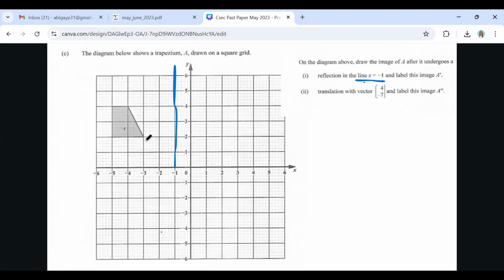So wherever it's reflected, the distance is the same, it's just that they flip. So if my object is 2 boxes away, then my image is going to be 2 boxes away. So this part is going to be right here. And this one is about 4 boxes away. So this one will be 1, 2, 3, 4 boxes away. So I'm going to draw my base down here.